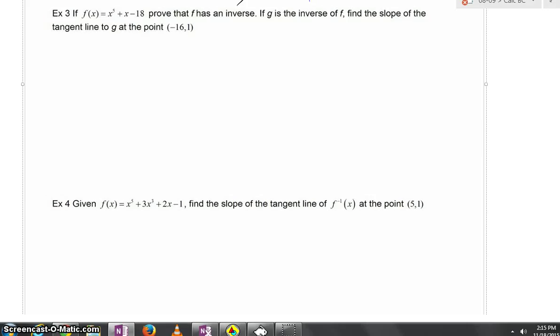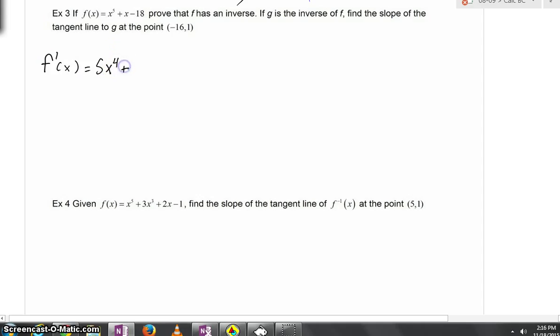So continuing with the 7.1 lesson, let's take a look at example 3. f of x is x to the fifth plus x minus 18. First, we're asked to prove that f has an inverse. The easiest way to do that is to take the derivative. The derivative we could quickly see is 5x to the fourth plus 1.